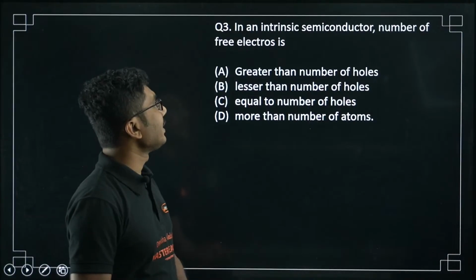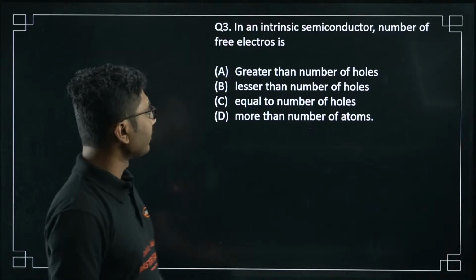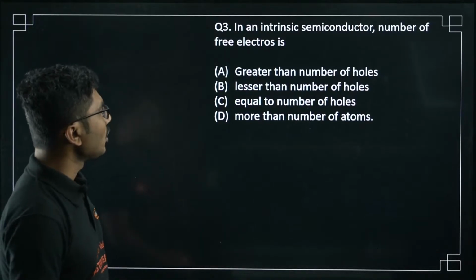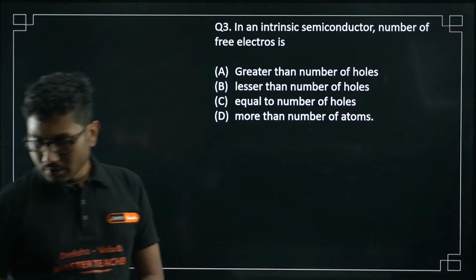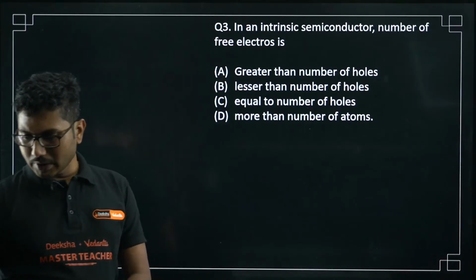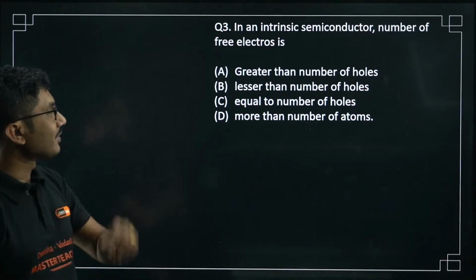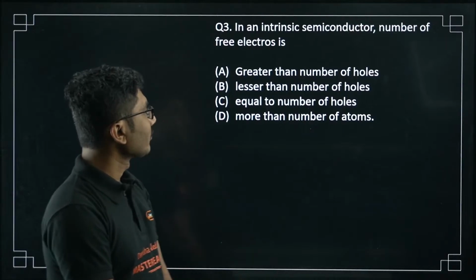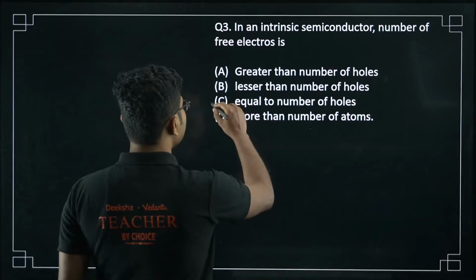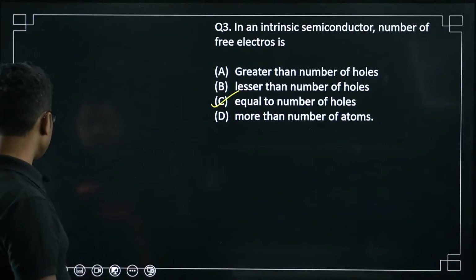Next, question number 3. In an intrinsic semiconductor, the number of free electrons is greater than the number of holes, lesser than the number of holes, equal to the number of holes, or more than the number of atoms. Answer this question, Shagupta, Ujjwala and Aishwarya. What will be the answer? Easy. 3C, equal to the number of holes, easy question. So let's not waste time and move on to the next question.